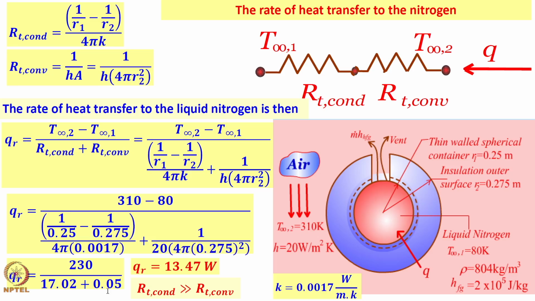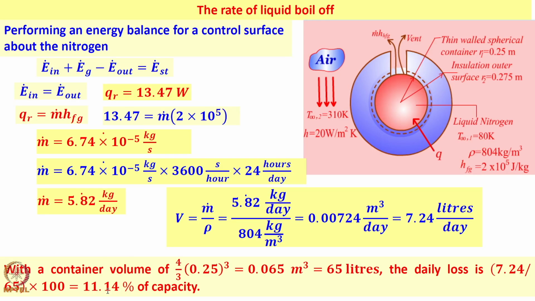So, once you find the Q, Q is nothing but m dot h_fg. We are writing E dot in minus E dot out is equal to 0 for the working fluid. So, Q is what is coming in has to go out by evaporation. So, m dot h_fg is your Q out. So, 13.47 is m dot into h_fg. So, m dot is 6.74 into 10 to the minus 5 kilogram per second, multiply by 3600, you would get per hour, multiplied by 24 hours, you would get per day.